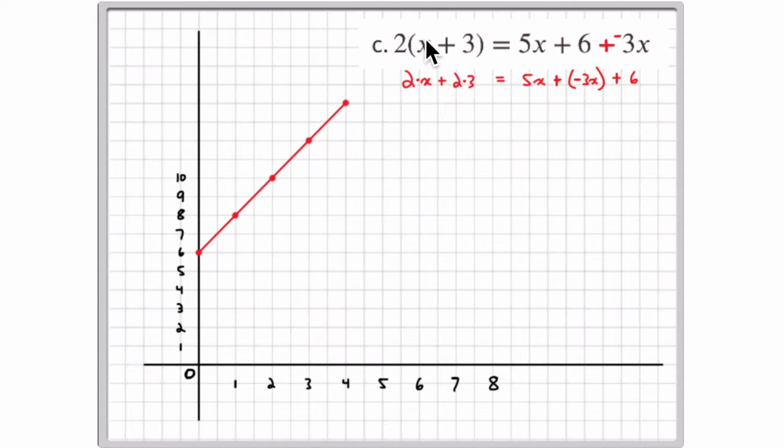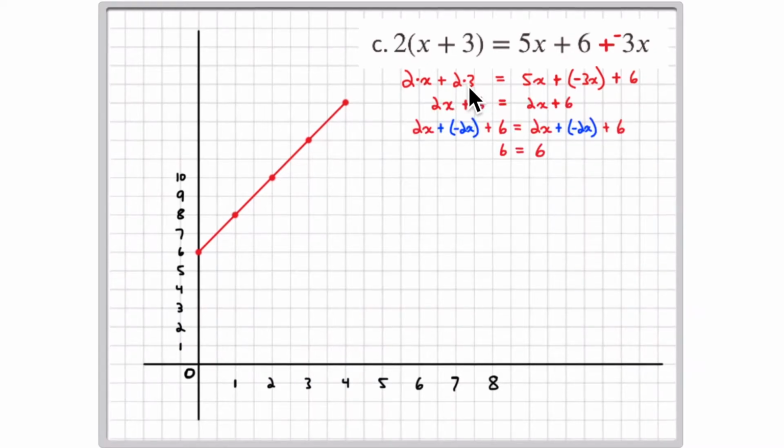So this is 2 times x, and this is 2 times 3. And on this side, it's 5x plus, and I'm going to move this negative 3x over next to the 5x. So when I add them together, you end up with 2x plus 6 out here, plus 6 out here. So you get the same line. So as you solve for x, you get an answer that 6 equals 6, which is true. So what that means is that for every value of x that you choose, this equation will always be true because they're the same lines.